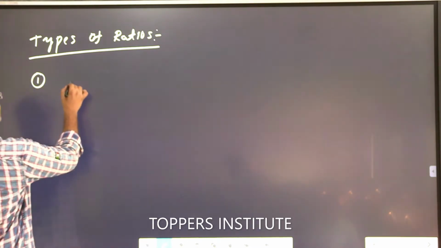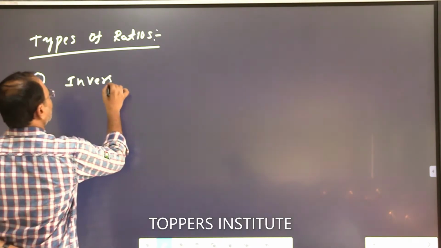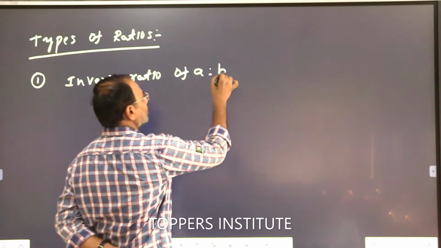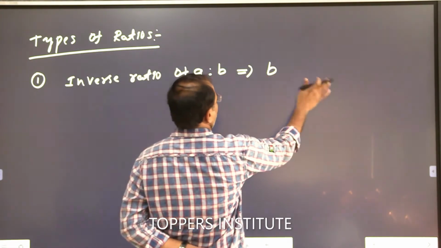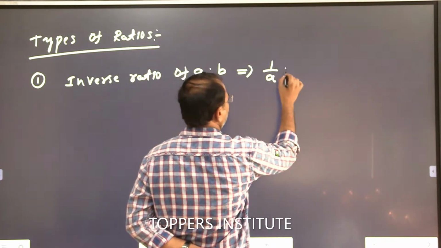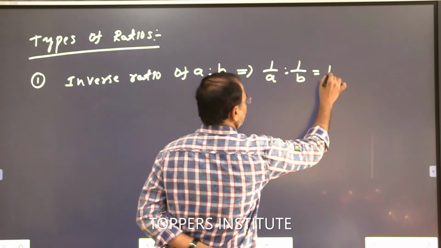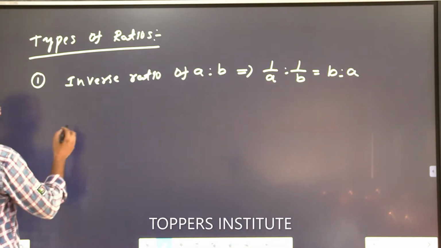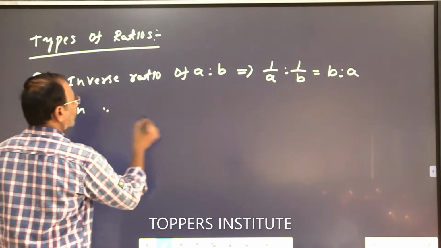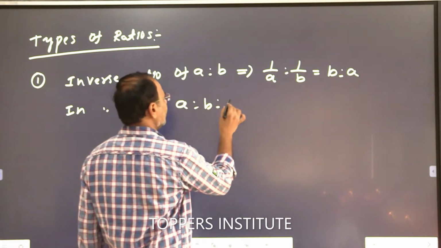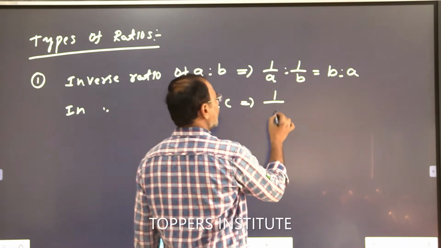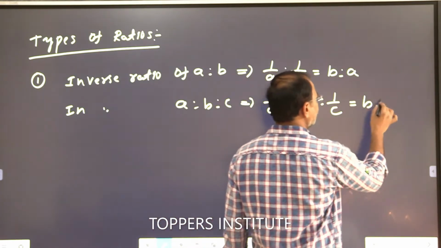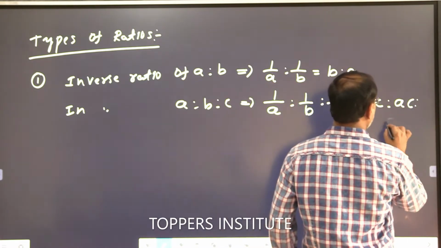Then what is inverse ratio? Inverse ratio of A is to B is what? B is to A. Of course 1 by A is to 1 by B. Simplifying this one we get B is to A. And the inverse ratio of A is to B is to C is equal to what? 1 by A is to 1 by B is to 1 by C. This is equal to BC is to AC is to AB.